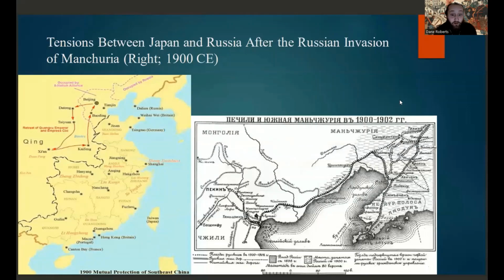And the result of the Japanese victories in the First Sino-Japanese War and the end of the Boxer Rebellion in a victory for the Eight Nations would eventually lead to rising tensions between Japan and Russia, especially after Russia's occupation of Manchuria in 1900 CE.